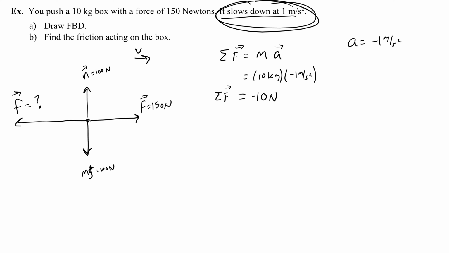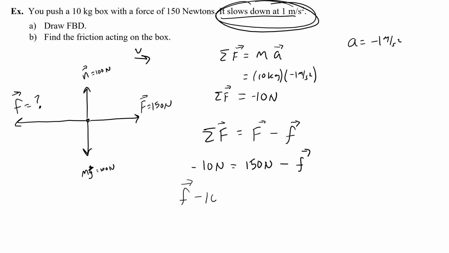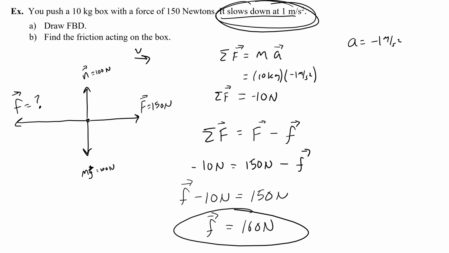Maybe you already see how. Then to find friction, I write my equation for net force. The applied force to the right, positive, minus friction, because friction is going to the left. And now I have that my net force is negative 10, my applied force is 150, and friction is being subtracted. So we do the same thing. We add friction. So friction minus 10 is 150. We add the friction to both sides. But now I don't actually take away 10 from 150. I add it. So now the friction force is 160 newtons.